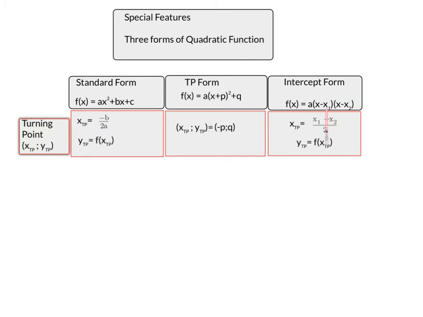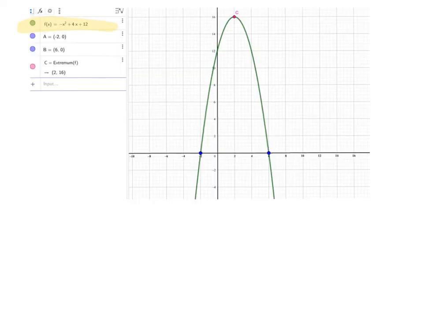From the intercepts, if I know the intercepts, how do I find the turning point? The x coordinate is given by (x1 + x2)/2. The midpoint of the intercepts is the x coordinate of the turning point. And the y coordinate, of course, I substitute into the original function and find the y coordinate. Now let me give an example of how the three forms are written. Here I have the graph of a parabola.